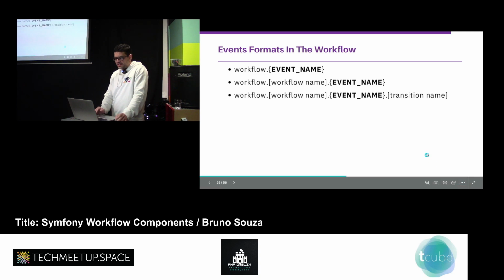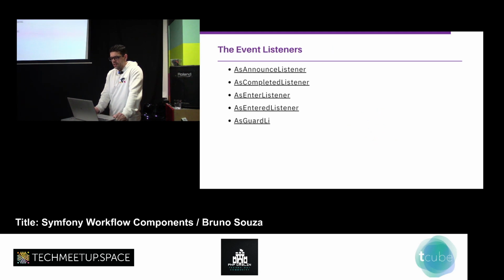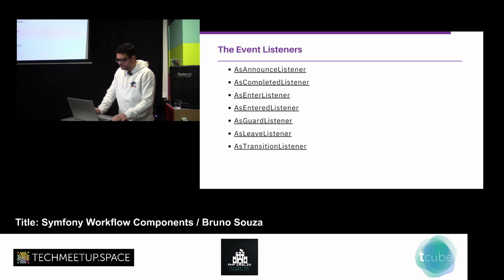And also we have this definition by default for all the events from the workflow. So you can use workflow.event name, or workflow and the workflow name if you have the name for the workflow, plus the event name, or the event name and the transition name. And also, starting from PHP 8 and PHP attributes, now you can use attributes for the event listeners in the Symfony workflow. So here is just a list of the attributes that you apply for listeners.